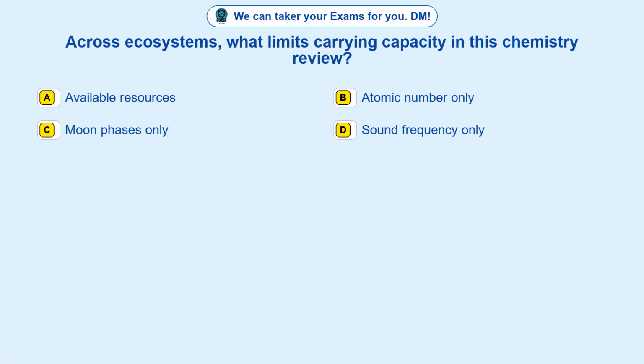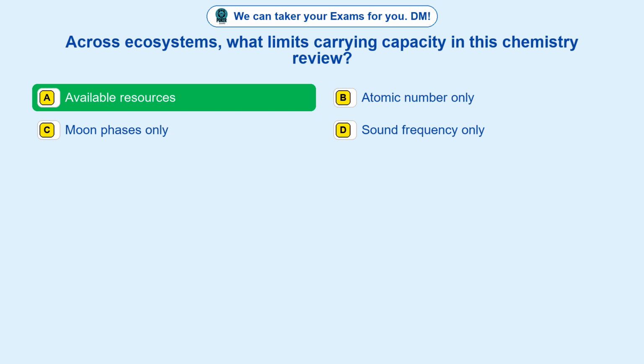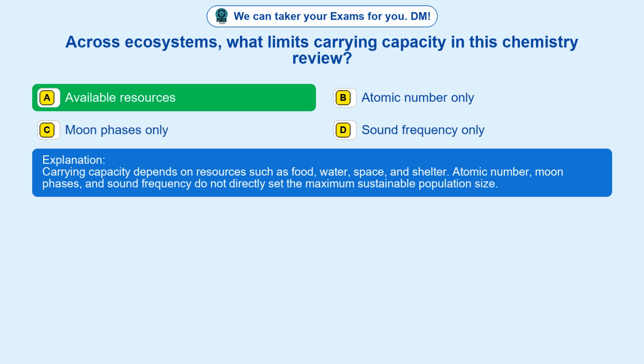Question 29. Across ecosystems, what limits carrying capacity in this chemistry review? Option A, available resources. Option B, atomic number only. Option C, moon phases only. Option D, sound frequency only. The correct answer is option A, available resources. Carrying capacity depends on resources such as food, water, space, and shelter. Atomic number, moon phases, and sound frequency do not directly set the maximum sustainable population size.